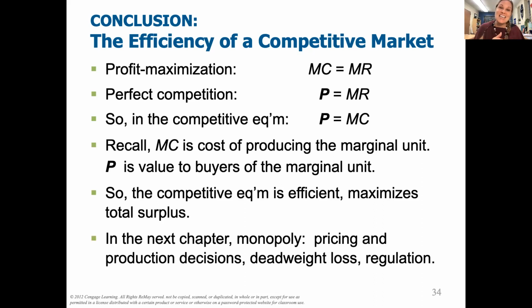And what we're going to see in the next chapter is we're going to look at a different market setting, monopoly, where there's just one seller. There's going to be different output decisions, different profit maximization rules, and different pricing decisions overall. And what we're going to find is that in a monopoly market, we don't maximize total surplus. There's going to be a deadweight loss, and therefore it requires government regulation to promote the equilibrium in the long run. That's a preview of where we're going next.